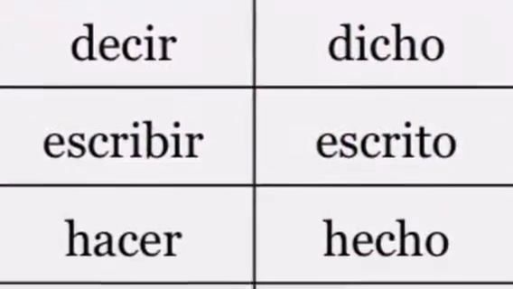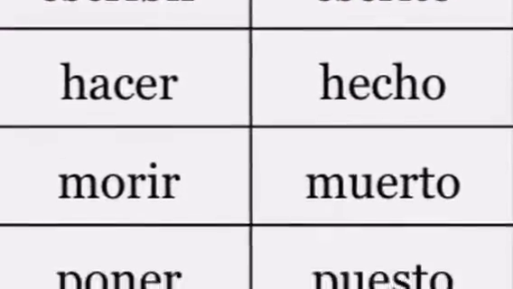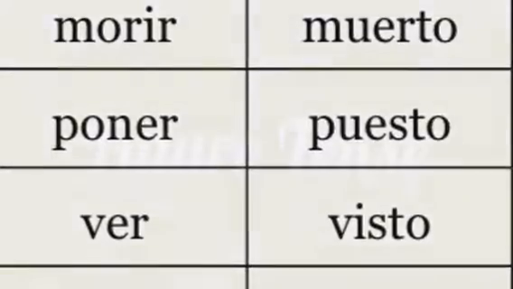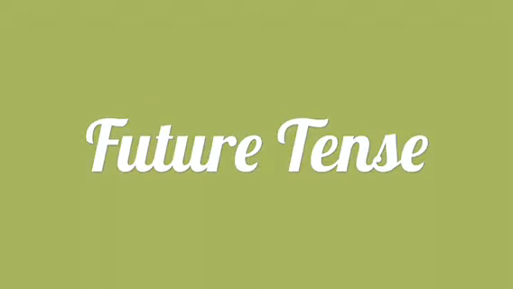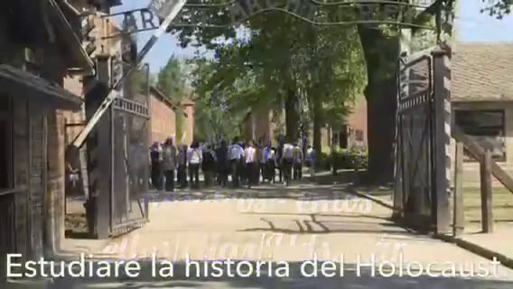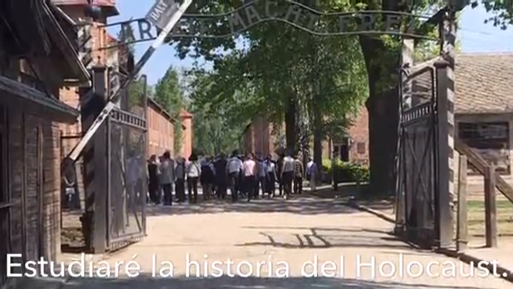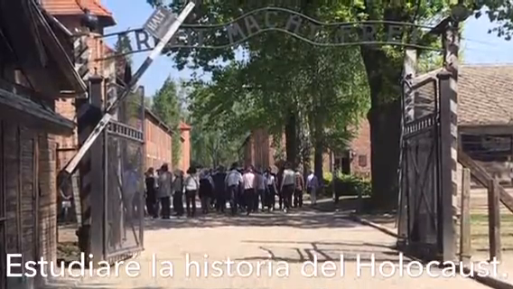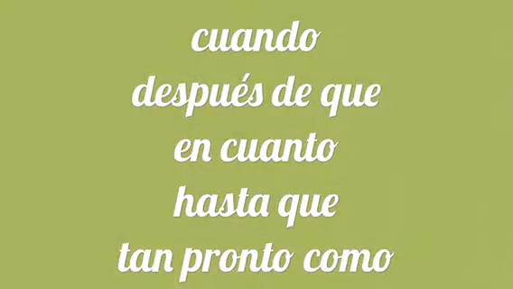There are many irregular past participles, with nearly all of them ending in "to." The future tense is used to describe events that will occur in the future. To create a verb that expresses the future, take the following endings and hook them onto the infinitive form of the verb. All of the future tense endings have a written accent except for the nosotros form. An example, "estudiaré la historia del Holocaust."